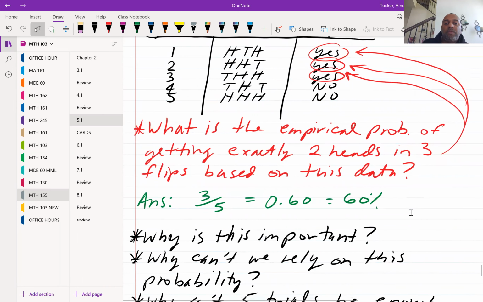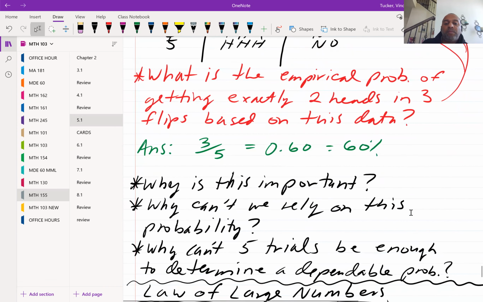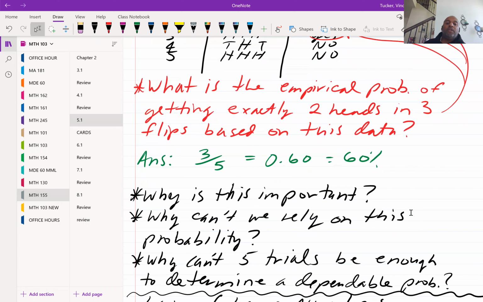All right, can we scroll up? So the next questions that should come to mind whenever you're doing any type of experiment or research is, why is this important? Why can't we rely on this probability? And why can't 5 trials be enough to determine a dependable probability?